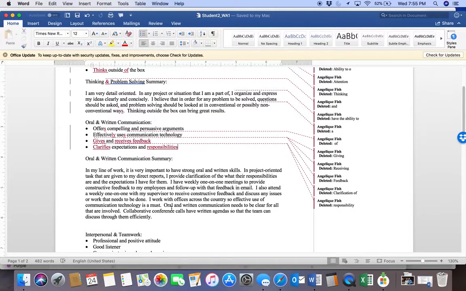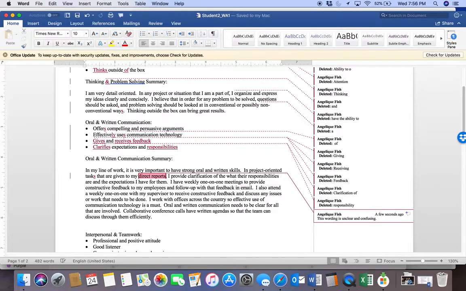In my line of work, it is very important to have strong oral and written skills. In project-oriented task, so task, we're missing an S here. Oops, I keep doing that. That are given to my direct reports. So maybe this wording is confusing because like a report is like a paper report, but I think this is being used as a title of a person possibly because you would give a task to a person. So this wording is unclear and confusing.